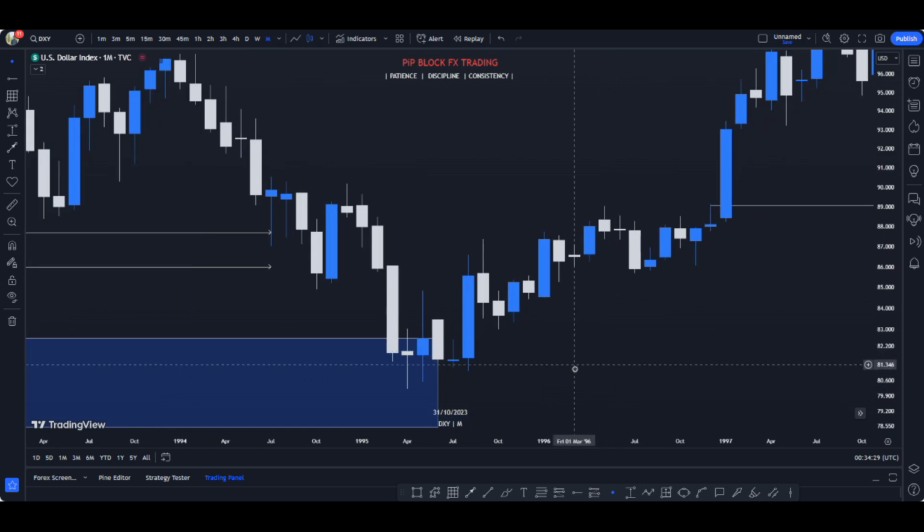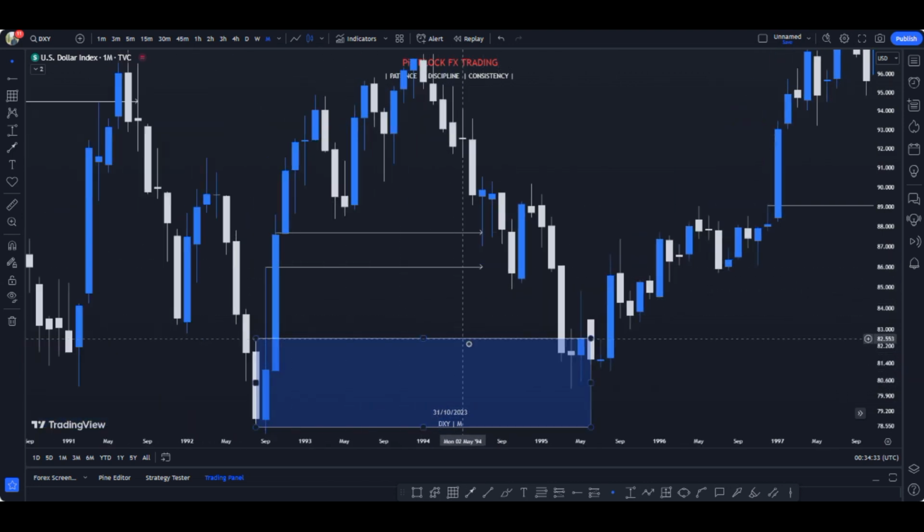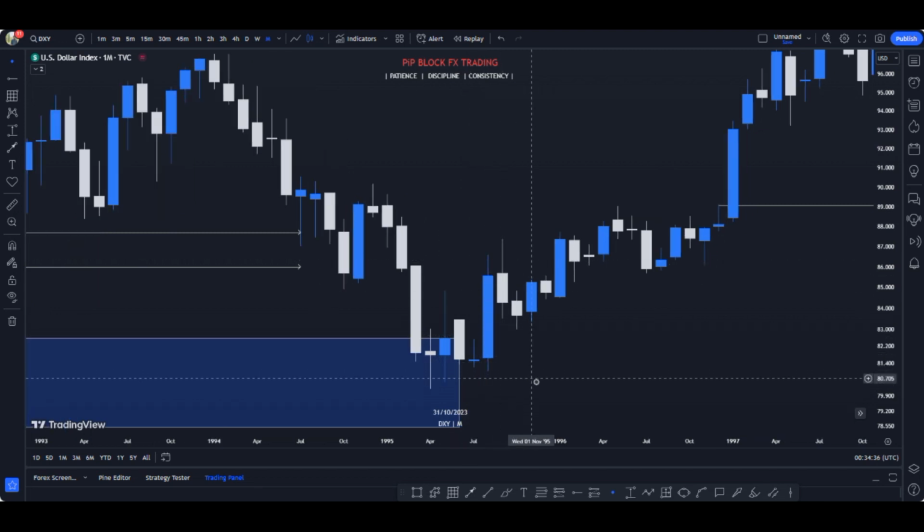So let's see something we have here. We had price moving right, price traded into that block. After filling this imbalance, we had price moving this way to fill this imbalance. So when price was moving, price created this imbalance.